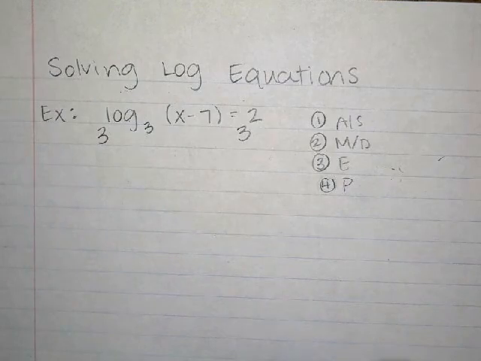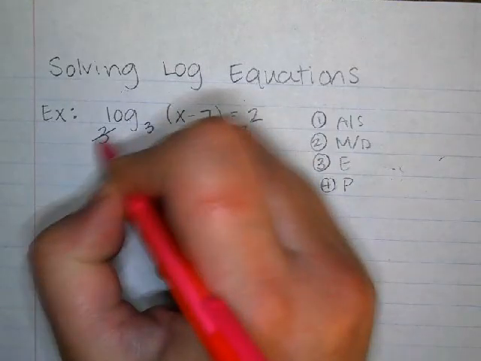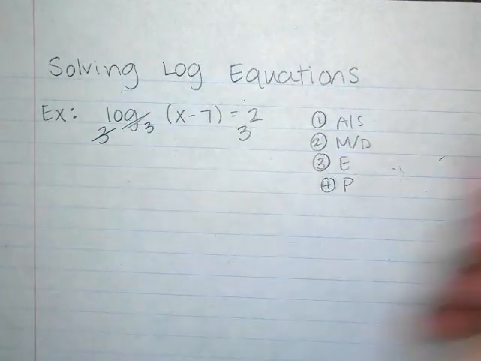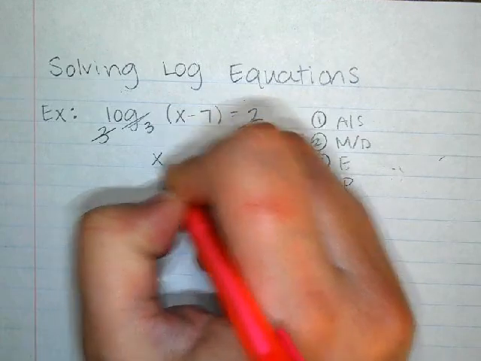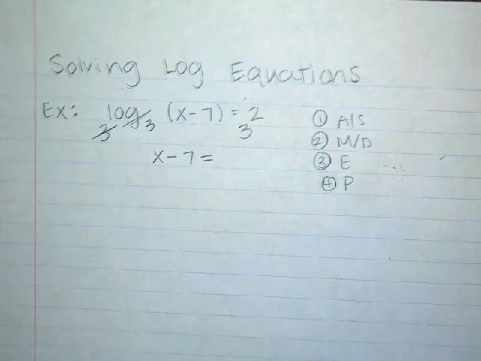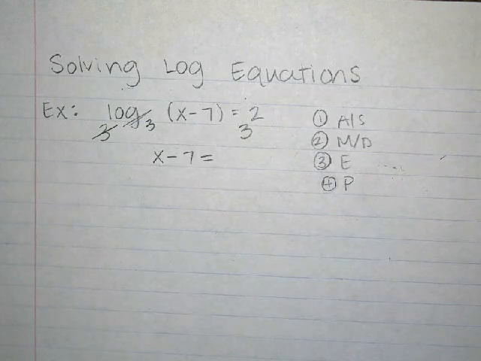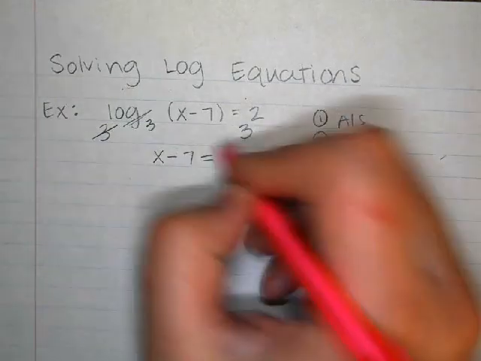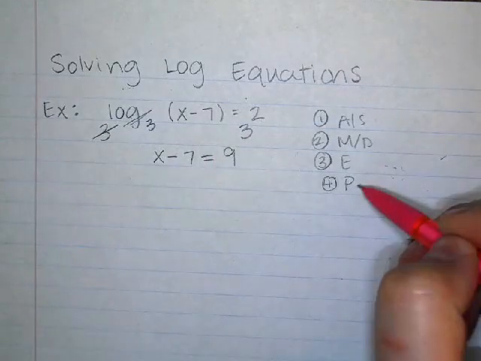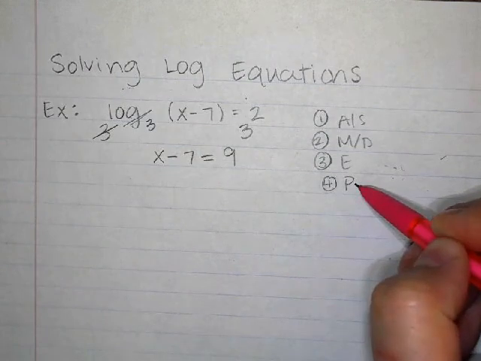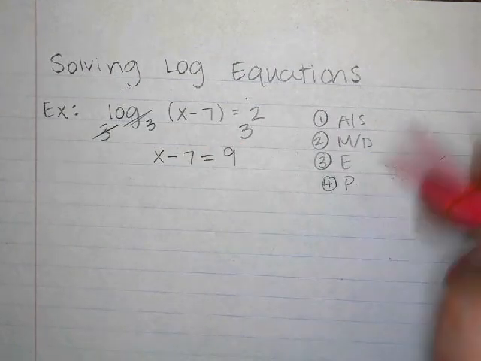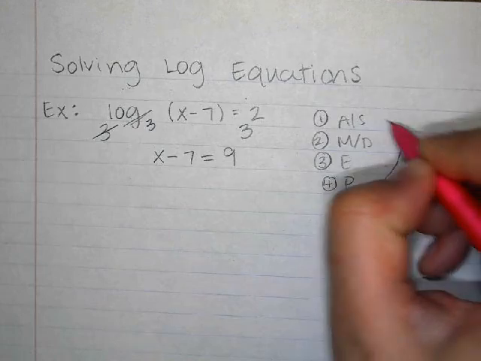So I've got x minus 7 is 3 to the second power. And what's 3 to the second power? 9. And then from there, I am inside my grouping symbols, my parentheses, and now I can go back to the beginning and just solve it. This one's pretty easy to solve. So how do we get x alone? Add the 7. So x equals 16.